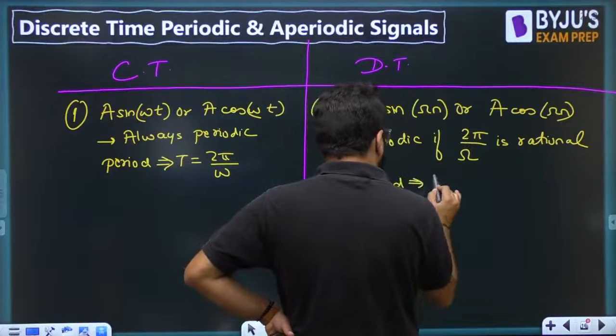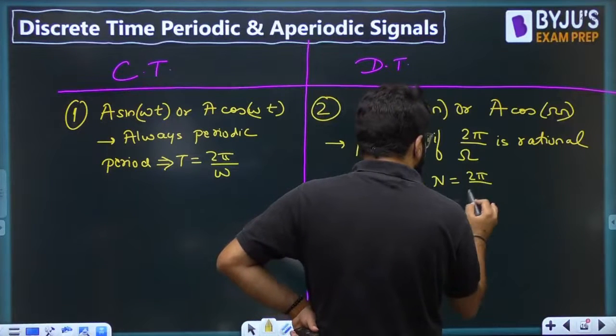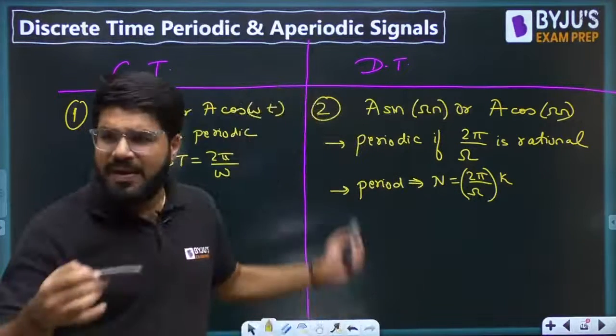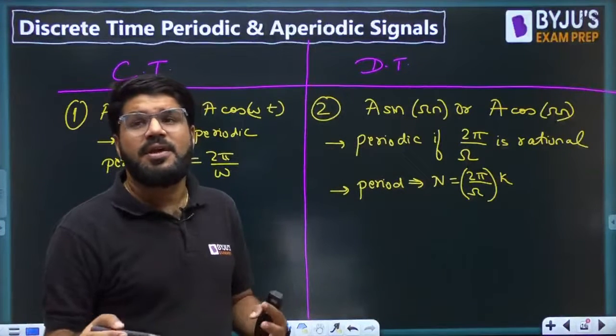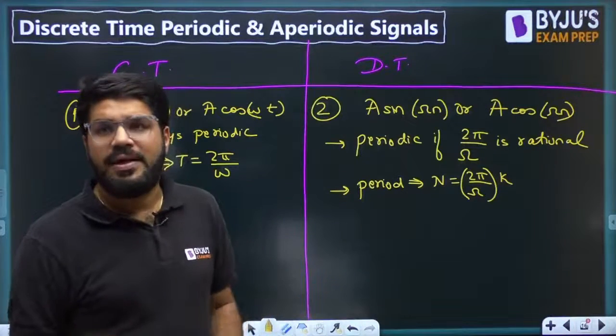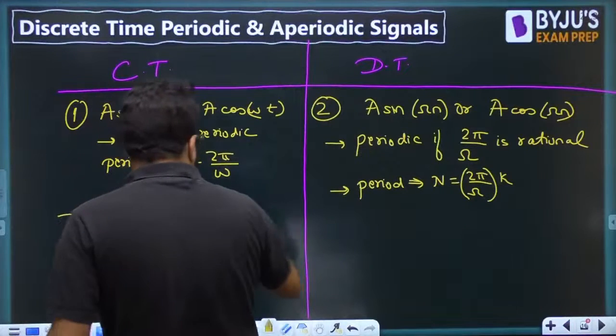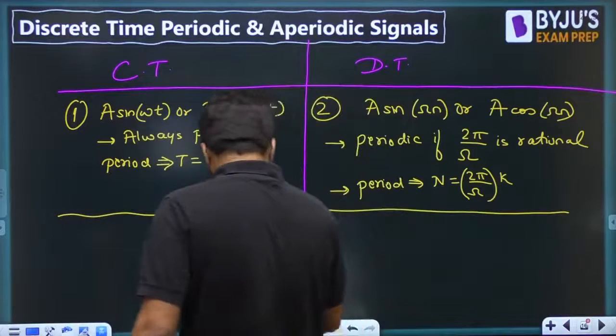The final period N is given by 2 pi by omega into k, where k is, I am not repeating, it is already written, the smallest integer which will make N equal to an integer. N has to be an integer. I have also solved the question and told you.